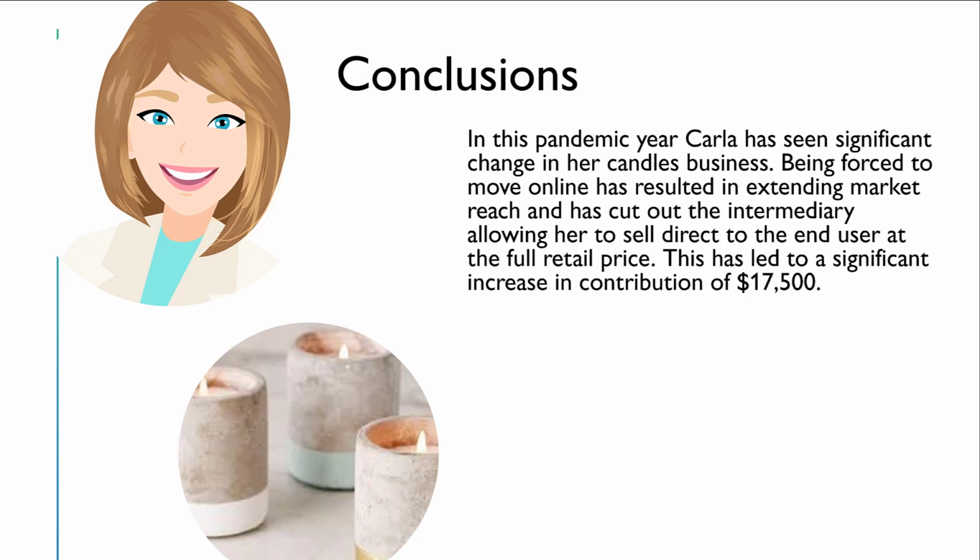So my first conclusion would be, in this pandemic year, Carla has seen significant change in her candles business due to COVID. She's been forced to move online, and this has resulted in extending her market reach. It's cut out the intermediary, allowing her to sell direct to the end user at the full retail price, saving her 25%. This has led to a significant increase in contribution of 17,500. So that's the volume and the price variance.